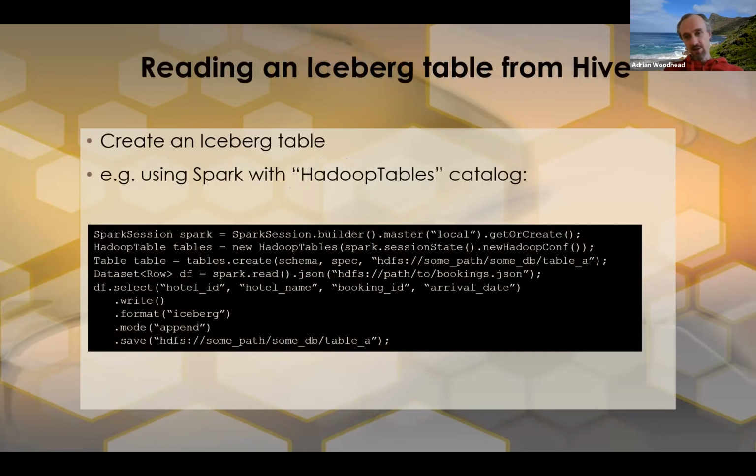What it looks like as an end user, if you want to use this feature, is you can create an Iceberg table. There are a number of different ways of doing that. In this example, I'm just using Spark. Iceberg has this idea of different catalogs, and the Hadoop tables catalog just stores its metadata on HDFS in this example. The code here is just standard Spark code where we create a session, we create a Hadoop table with a schema and some location, we then create a data set, and then we select some information out of that data set, and we then write it with the format Iceberg, and we save it. So that's effectively created an Iceberg table.